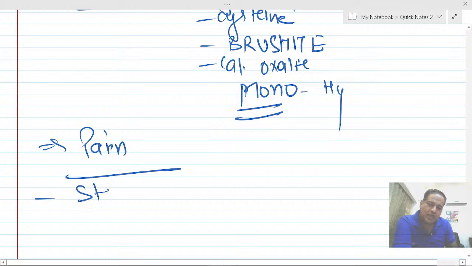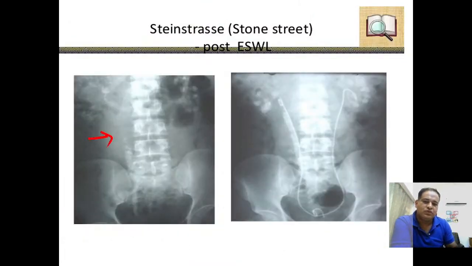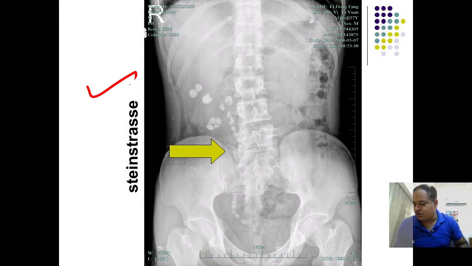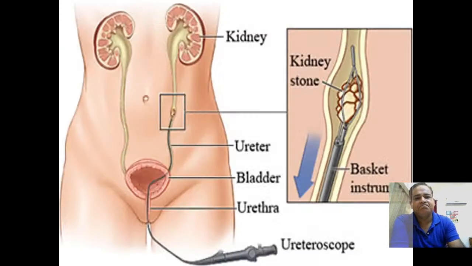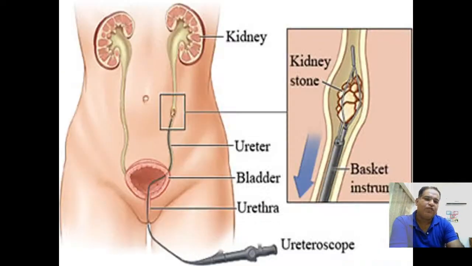Next, your patient can also develop Steinstrasse. What is Steinstrasse? Steinstrasse is also known as stone street. If there is a distal obstruction, you can see the stones patiently wait in one line to pass out. Steinstrasse, that is stone street. Now, the lower ureteric stones can be removed by ureteroscopy also, like this.